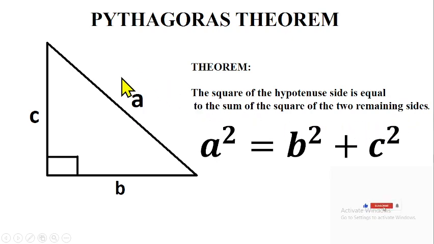It's very simple. Square the hypotenuse side, then it is equal to the sum of the two remaining sides when you square them. So you square this side and square this side and add them together. It's going to be equal to the square of this side. I want you to understand this very well. That is, the square of the hypotenuse side is equal to the sum, that is the addition, of the squares of the remaining two sides.